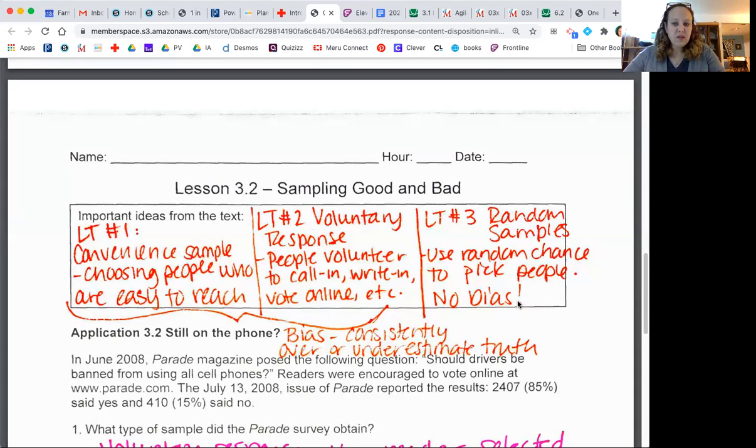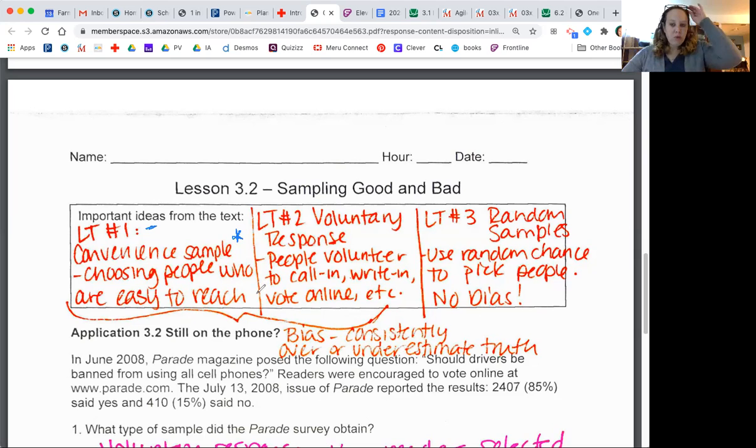All right, so let's talk about some of the things that we talked about in this section. Our learning topic one was all about a convenient sample. Like I said last lesson, there's lots of vocab in this chapter. So, convenient sample is another vocabulary word. Convenient samples are samples that we take when choosing people who are easy to reach.